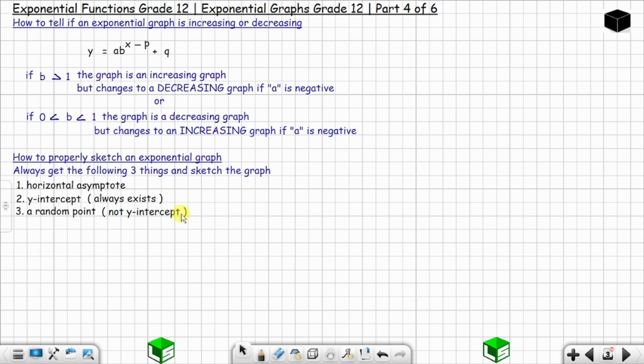Now let's start with example number 1. We start with exponential function example number 1. This is the question.